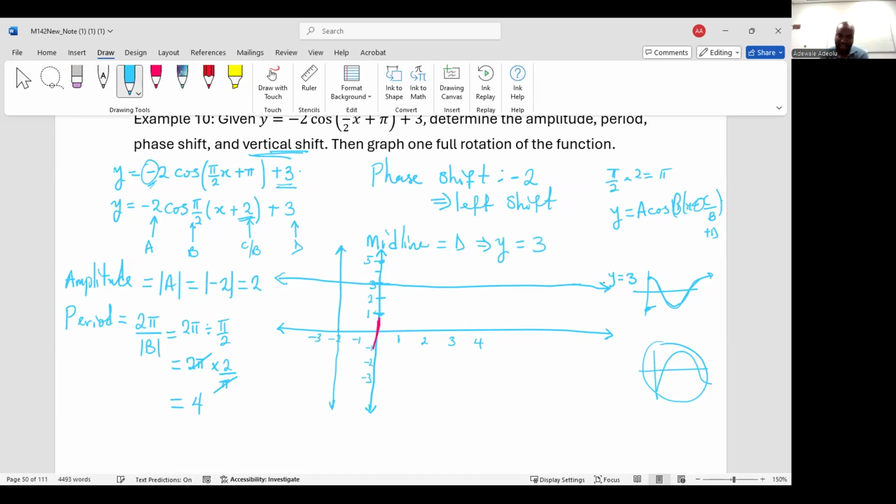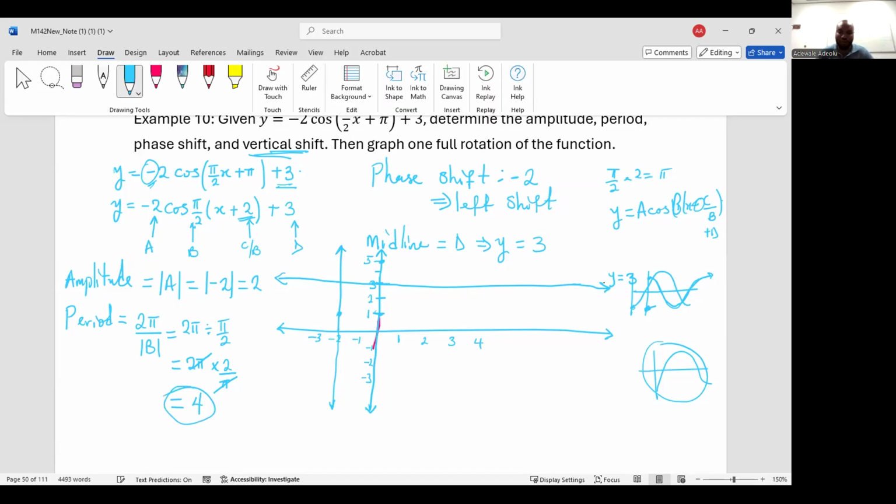Okay, now let us see. Remember, we are starting at this point now, instead of here. It has shifted, so we are starting here now. And we have to go this way because of that negative with the amplitude. Now, the last thing I need to explain is this.